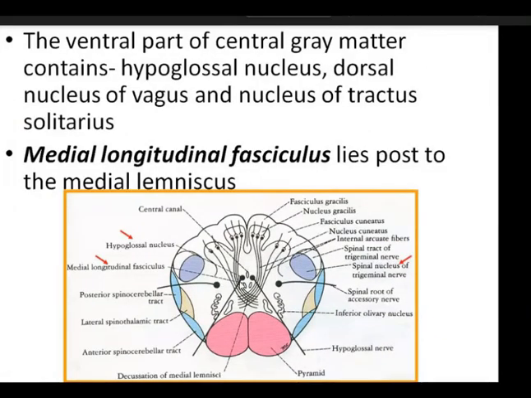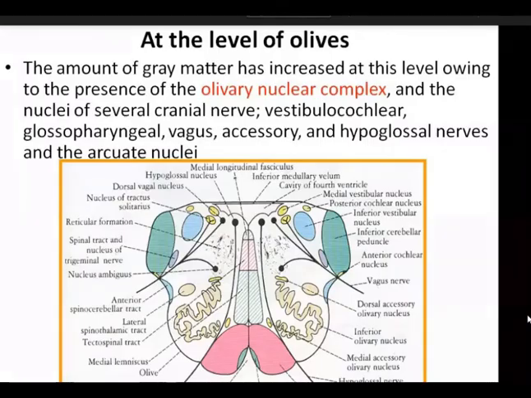Here, the nucleus of the tractus solitarius is also present. So the medial longitudinal fasciculus lies posterior to the medial lemniscus. This is the medial longitudinal fasciculus, which is present on the posterior aspect of the medial lemniscus or the decussation. So this is the medial lemniscus and this one is the medial longitudinal fasciculus. So they are the main features which are present here.